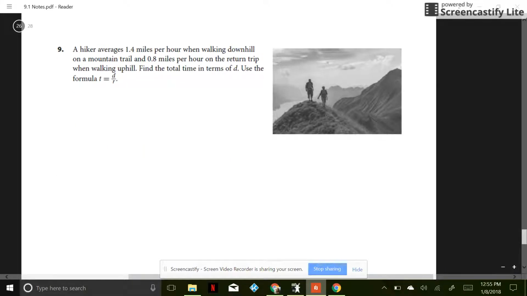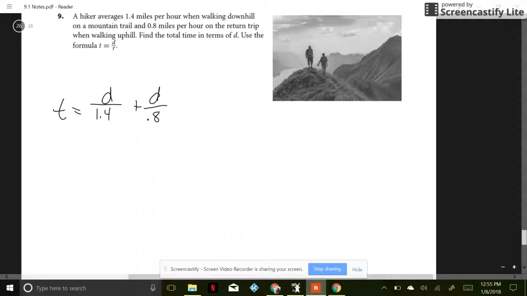A hiker averages 1.4 miles per hour when walking downhill on a mountain trail and 0.8 miles per hour on the return trip when walking uphill. Find the total time in terms of d, and then use the formula t equals d over r. So this is a similar problem to the last one. So our total time is going to be our distance that we don't know yet, d, over the rate. The first rate was 1.4, and the return rate was 0.8.